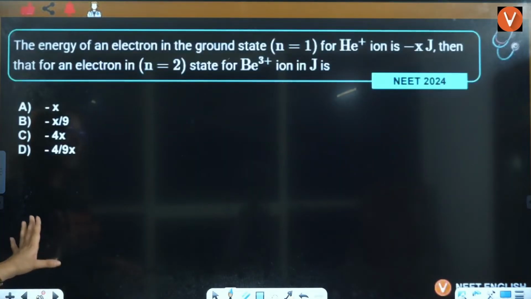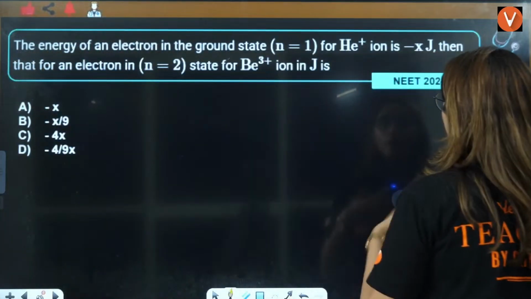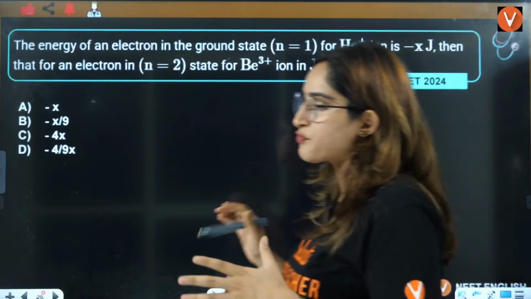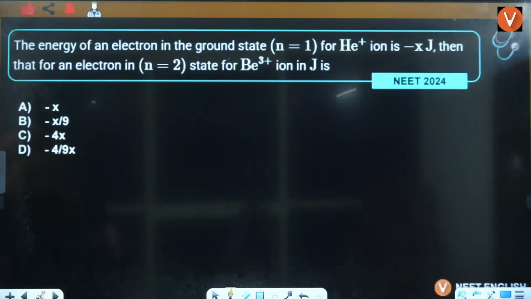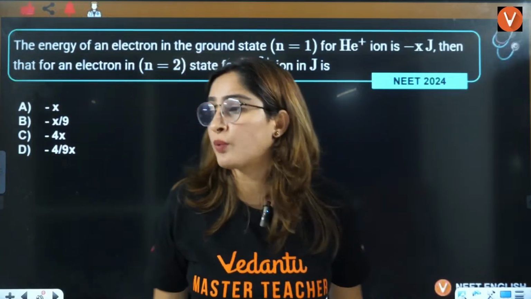Okay, so that was about the energies. Now let's understand the kind of questions that they have been asking you here. First question is for NEET 2024.